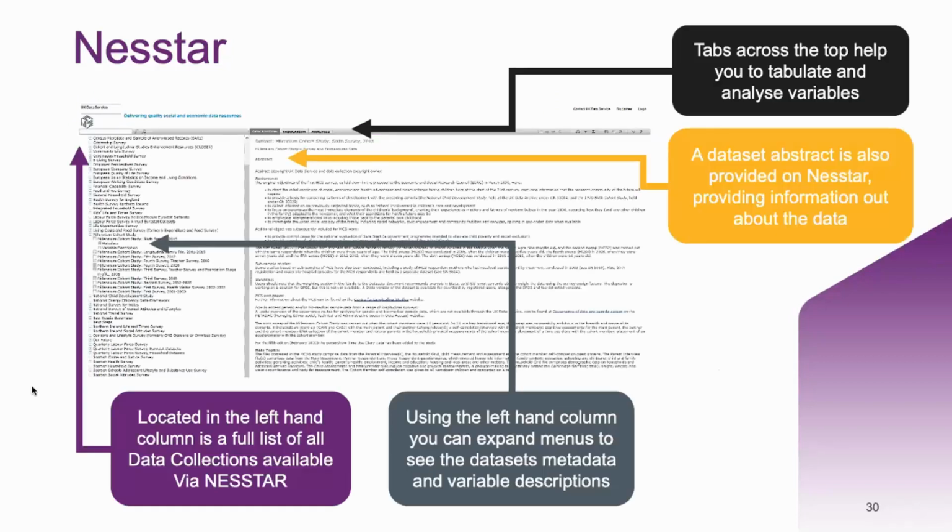So this is what Nesstar looks like. Located on the left-hand side are a column. So this is the Millennium Cohort Study, we point that out, for the 6th survey 2015. So located on the left is the full list of the data collections available via Nesstar. And using that left-hand column, you can expand the menus to see the datasets metadata and the variable descriptions. The tabs across the top help you to tabulate and analyse the variables, and the dataset abstracts are also provided on Nesstar, providing information about the data. So you can find that here as well as in the data catalogue.